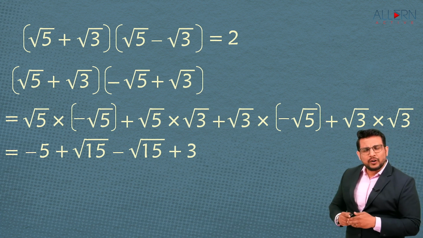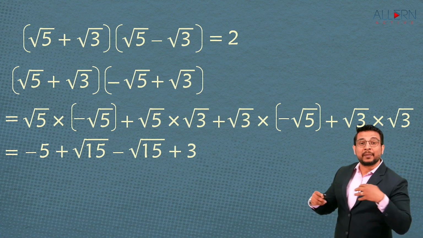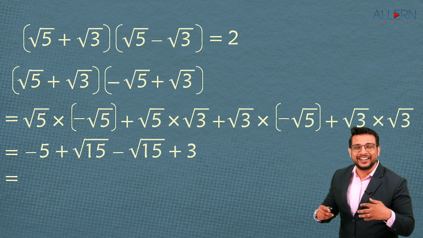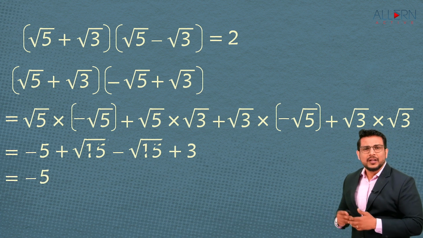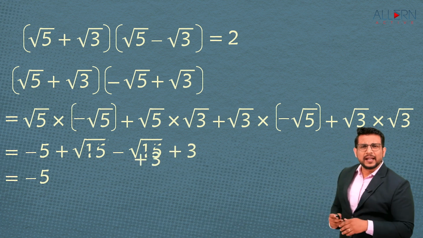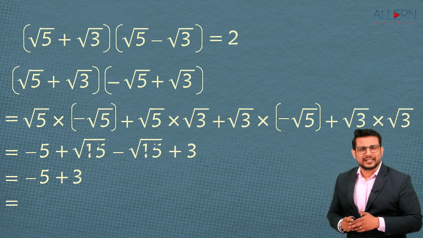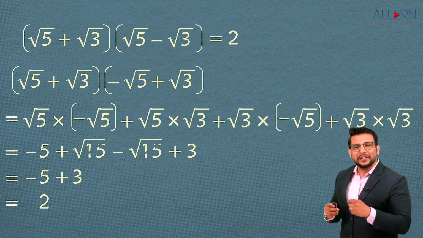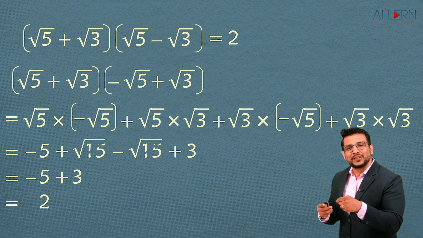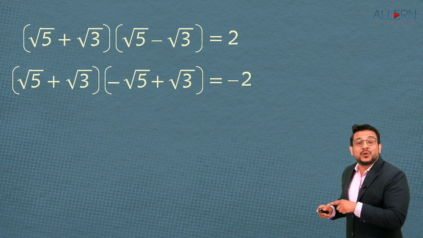Now let's solve it. What do we get? You'll say plus root 15 minus root 15 gets cancelled. Wow, awesome. So what is left now? Minus 5 plus 3. What is minus 5 plus 3? Different signs, so we are obviously going to subtract and take the sign of the greater number. That means the sign of 5, that is minus 2. That means we got minus 2 as the product here.